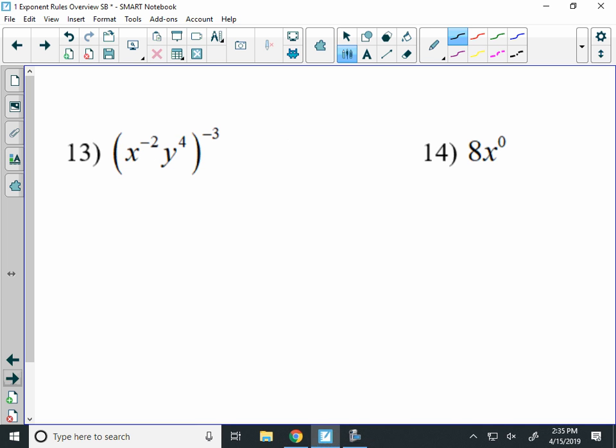All right, if I look at 13, we'll do 13 and 14. 13 is the rule where you're going to distribute the exponent to the x and to the y. Now when you do this, you're going to multiply those powers together. So on my x's, I have negative 2 times negative 3, which is positive 6. And the y's will be 4 times negative 3, which is negative 12.